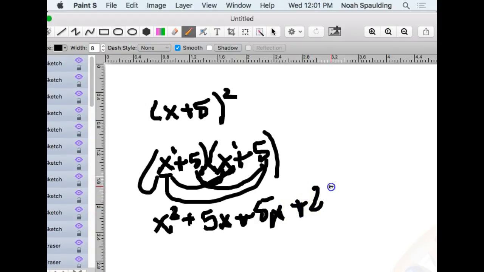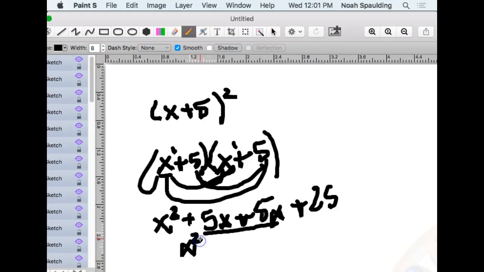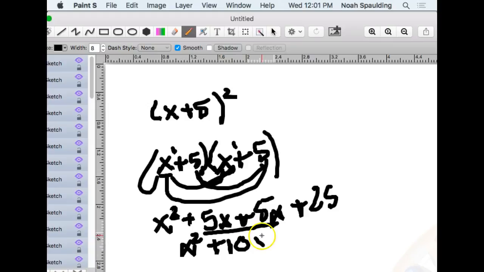All right, 25. And you'll see that if it's in the right form, with x plus 5 and x plus 5, we're going to combine these two in the middle because they are like terms. So we have x squared, 5x plus 5x. You add the coefficients. 5 plus 5 is 10x. The variable stays as just an x, plus 25. Okay, so that would be that one.